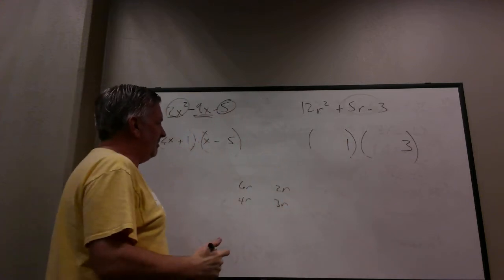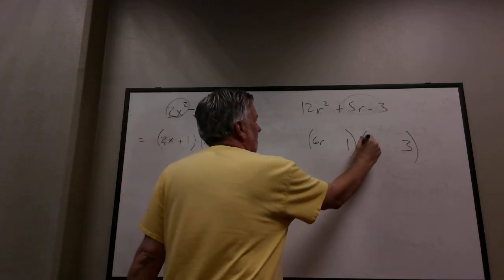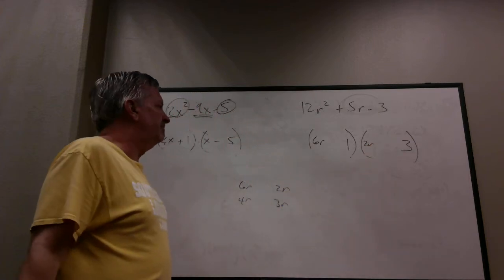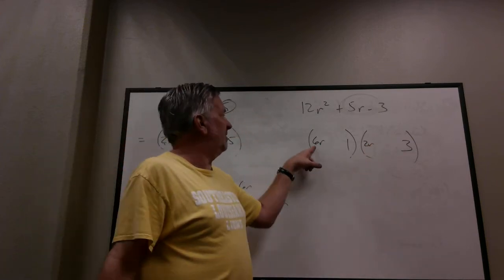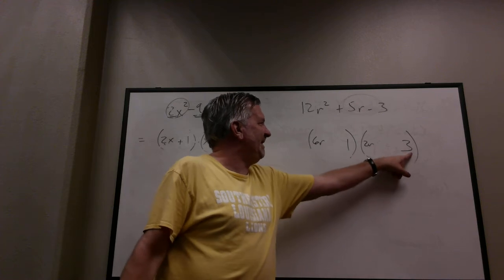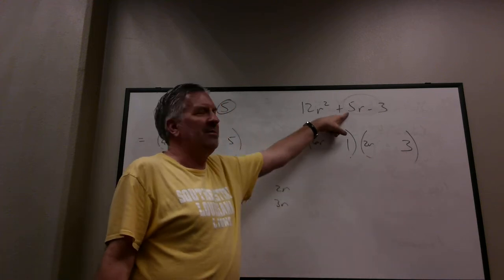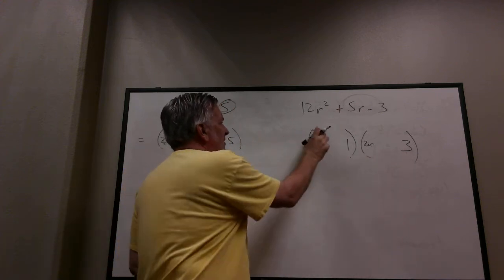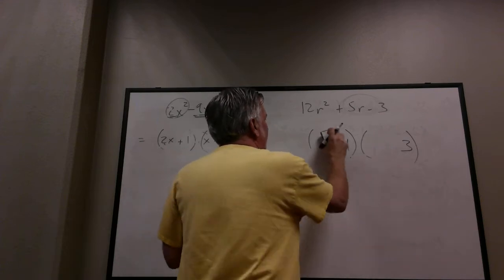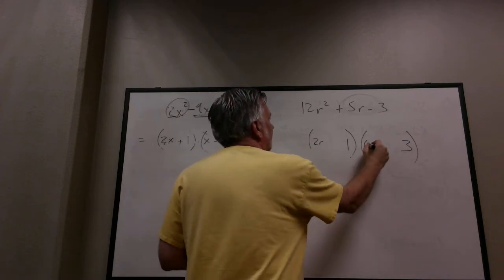Now what about a 6r and a 2r? I'm just trying stuff here, 6r and 2r. Notice again, big numbers. There's 18r and 2r. I'm not going to get a 5 out of that. Now what if I switch them and put a 2 and a 6? I'll put 2r and 6r.